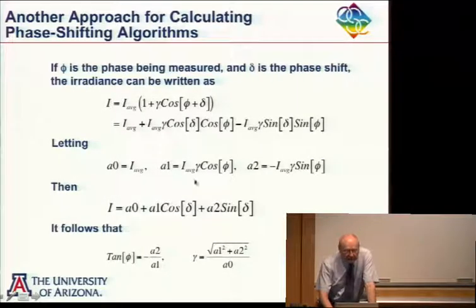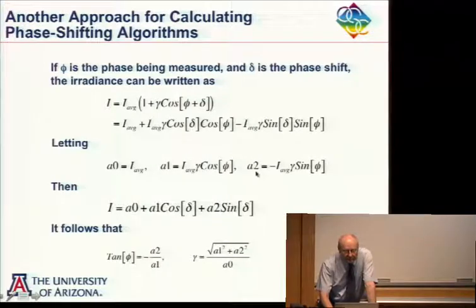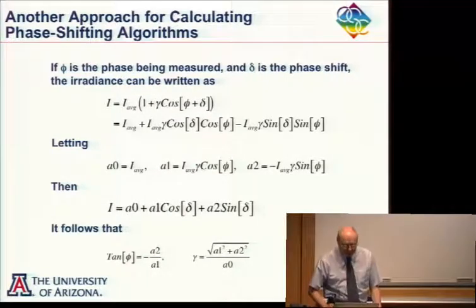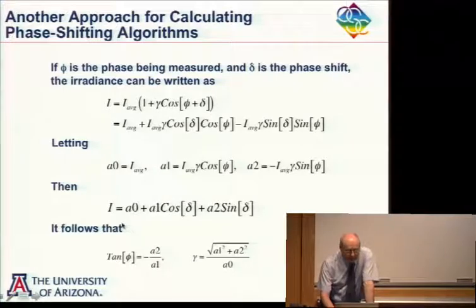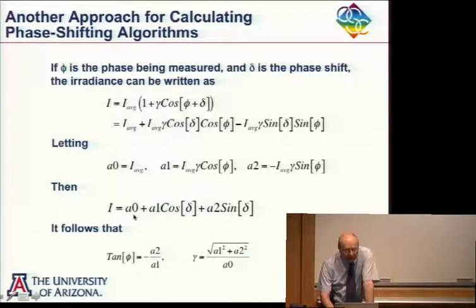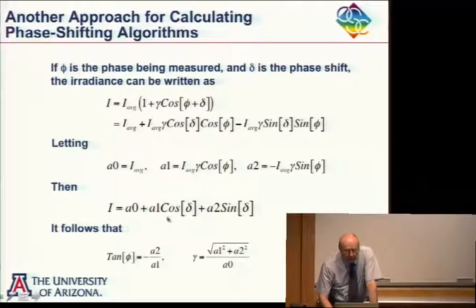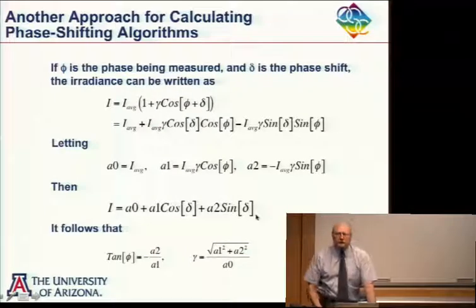Okay. Now let's let A1 be I average gamma cosine of the phase that I'm trying to measure here. And let's let A2 be minus I average gamma sine of the phase. Okay, no reason why not do that. So then I could rewrite this expression here as the radiance is equal to A naught plus A1 times cosine delta. Remember, delta is the phase shift I'm introducing, plus A2 sine of delta.